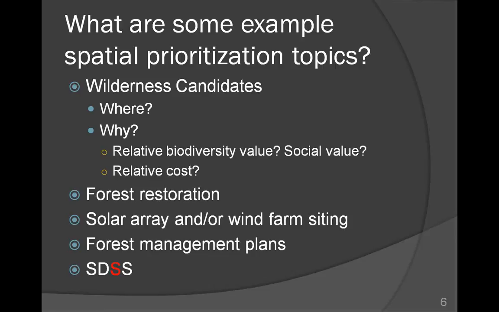So some example prioritization topics. This is from a slide that I presented to the Wilderness Society in September. Some potential prioritization topics relevant to that would be new wilderness candidates. Where are the new top prioritization areas for becoming new wilderness? Also different forest restoration prioritization areas, solar array and/or wind farm siting. The whole renewable energy thing is really big, especially on BLM land, but it could be on all sorts of public land. Forest management plan.